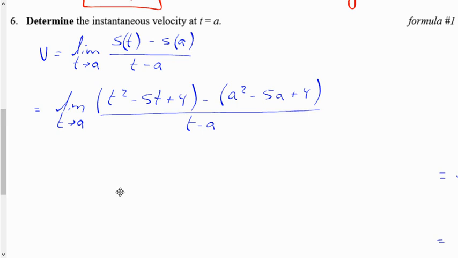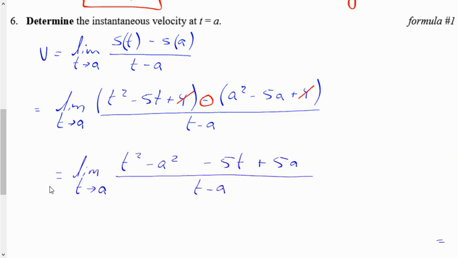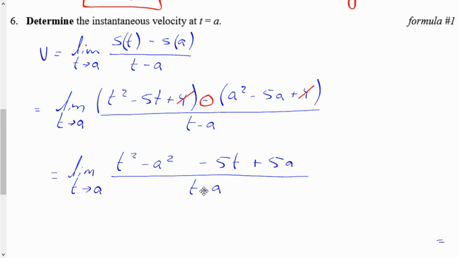Now, as we look at this, we can see that this 4 minus this 4 will cancel out. So I'm just left with variables of t and variables of a in the numerator. And I've done a little bit of rearranging. I've grouped the squared terms together, so the t squared and the a squared, and again, it's still subtracting, so that's why I have a subtraction here. And then I have this minus 5t subtract the negative 5a, which gives me that plus 5a.